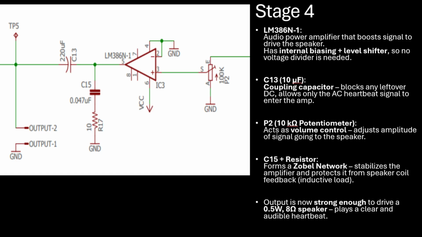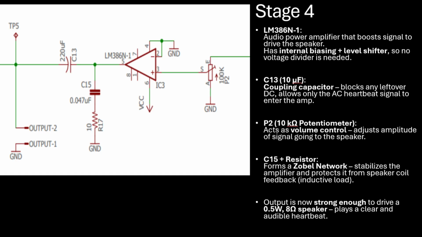The input signal is AC coupled into the LM386 through C13, which blocks any remaining DC offset and lets only the AC signal, the heartbeat, pass through. The gain of the LM386 can be set externally. In our case, we use a potentiometer P2 as a volume control. This allows users to adjust how loud the heartbeat sounds from the speaker.